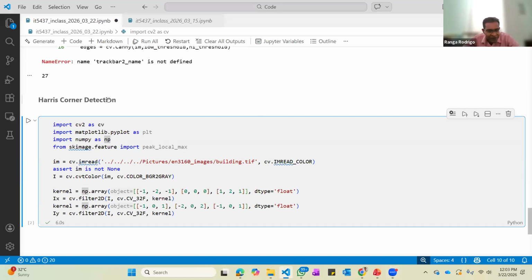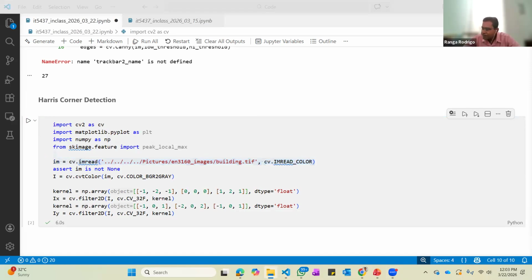Okay, so we are doing Harris corner detection. You can see I am opening this so-called building.tif image. I will share that image with you. It's an image where corners can be easily seen. That's why we use that image. Thank you for alerting me that I am not recording that. Okay, here's the building.tif image.